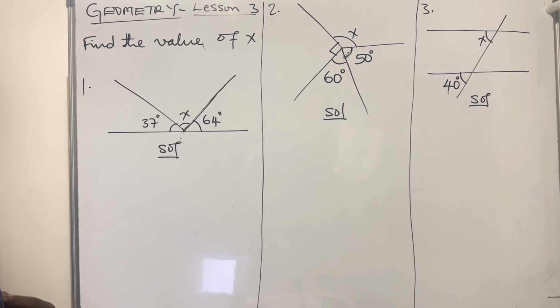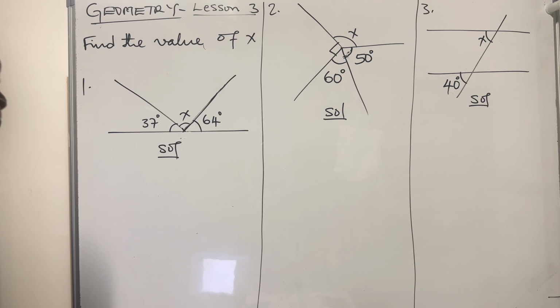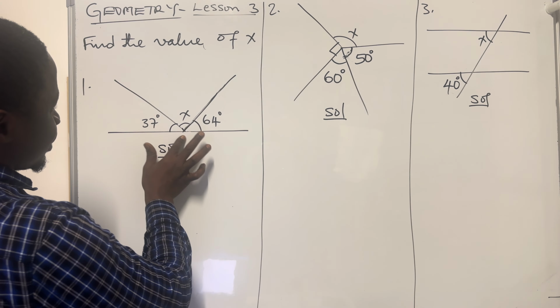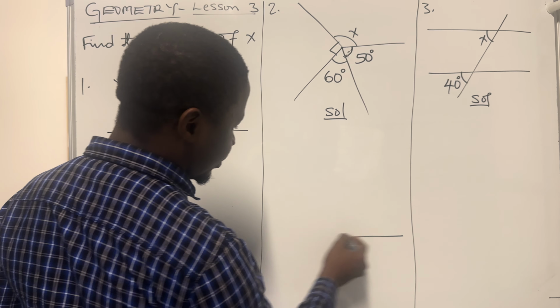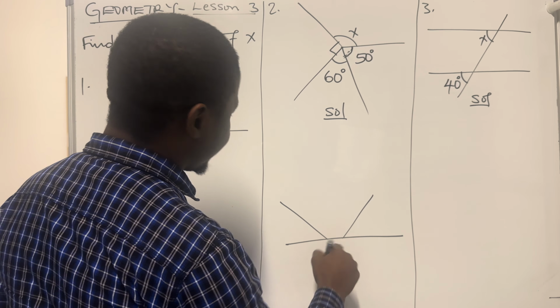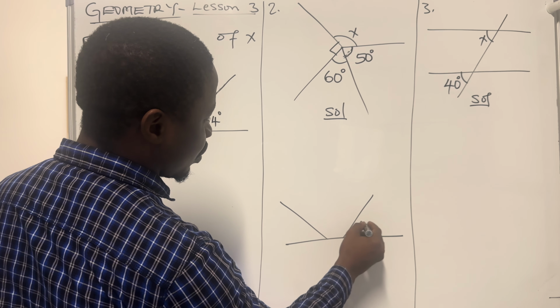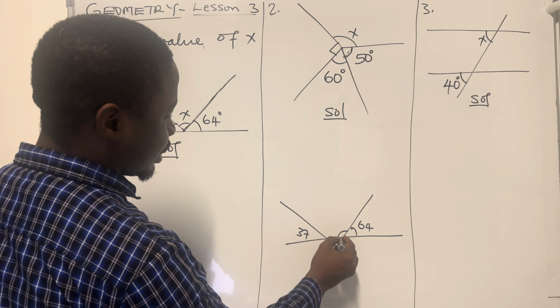Okay. So we have here the first one. All of them want to find the value of x. Now, when you observe this, we have a straight line. Let's see something here. Let's say here is 64. Let's say here is 37. And let's say this is x.